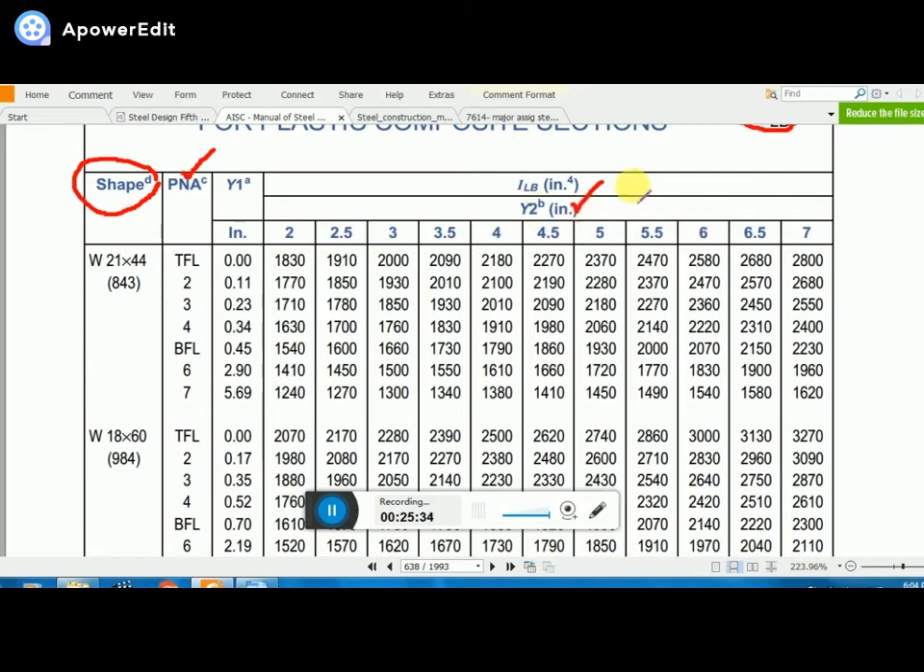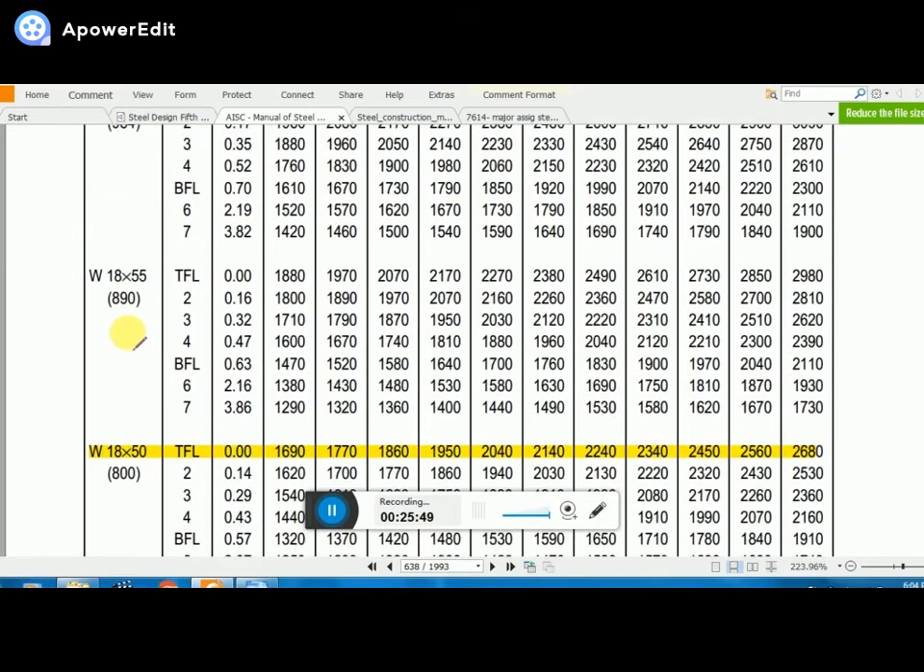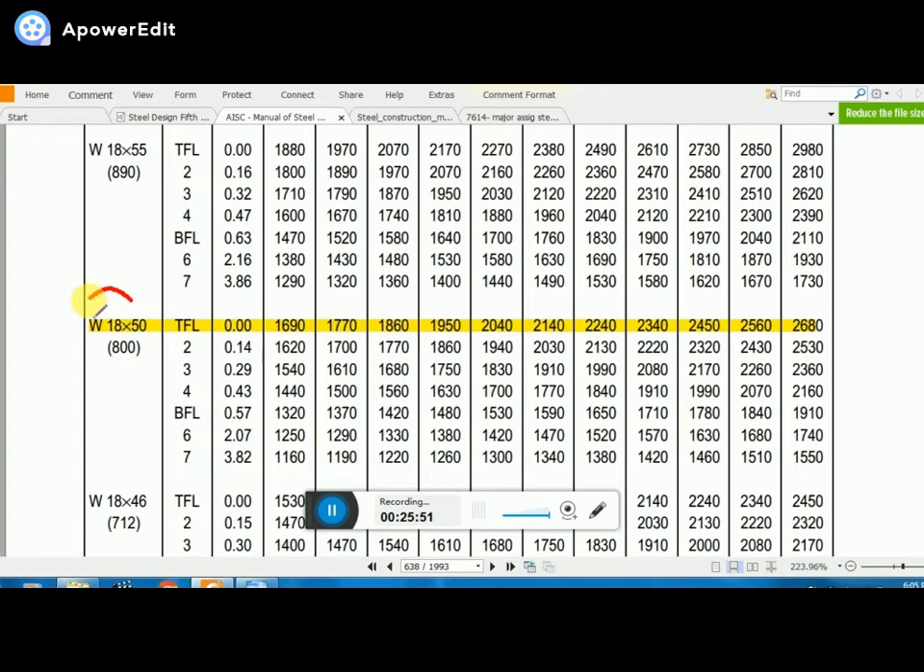Our y2 value is 4.1 inch. Clear? So our required value lies in between these two values, so we have to make an interpolation. Clear? And the section which we have, this section, this 800 is the moment of inertia.